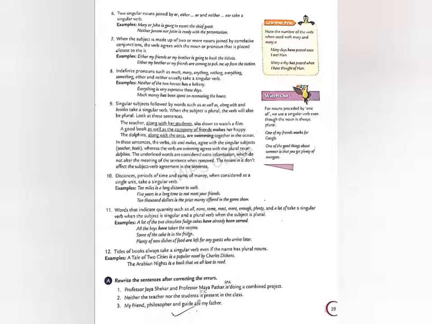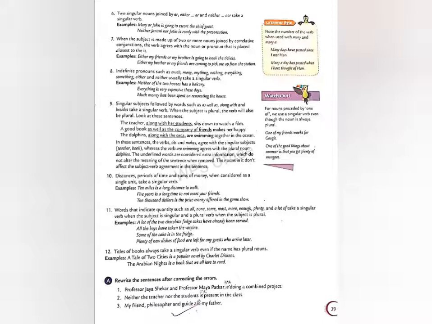Next we have 10th, distances, periods of time and sums of money when considered as a single unit take a singular verb. 10 miles is a long distance to walk. 5 years is a long time to not meet your friends. So here, distances and periods of time are considered as a single unit and that's why they are treated as a singular subject, and with singular subject we always use a singular verb.